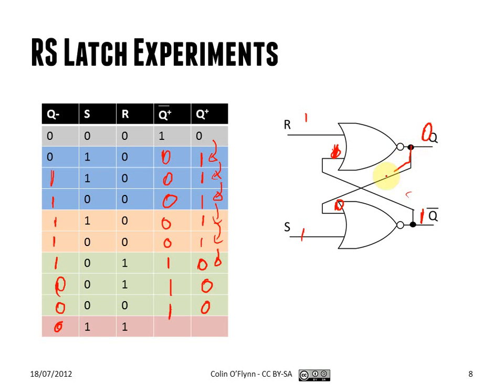This 0 feeds through there. 0, 1, the output is 1. So then it goes to 0 here. And then this 0 feeds up. And then we're in a stable state again. But the problem is that it's not valid, because now Q and Q complement are actually not opposites of each other. So we say this state is just an invalid state for the RS latch.